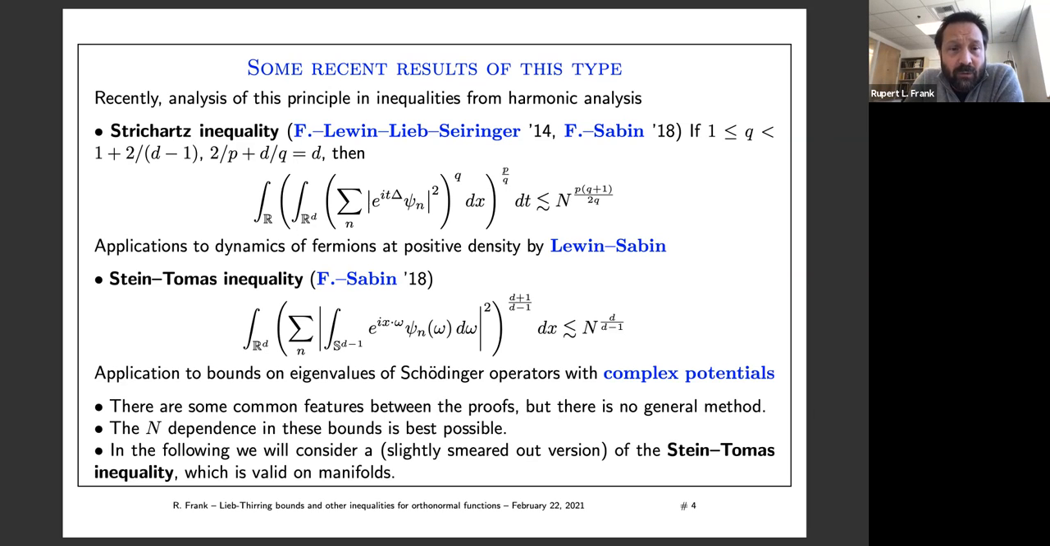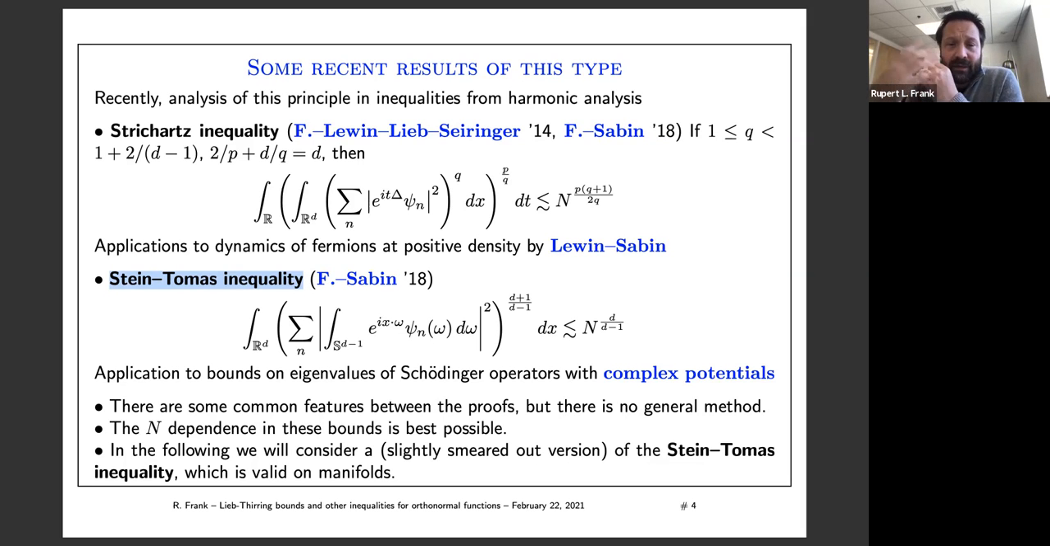Now, for the remainder of the talk, I would like to talk about a variant of the Stein-Tomas inequality on Riemannian manifolds. The Stein-Tomas inequality, as I tried to explain, is for me intimately related with the Laplacian, right? Because I diagonalize the Laplacian and then I have a spectral subspace, perhaps in the continuous spectrum, and the Stein-Tomas inequality is for me sort of a restriction to that spectral subspace.